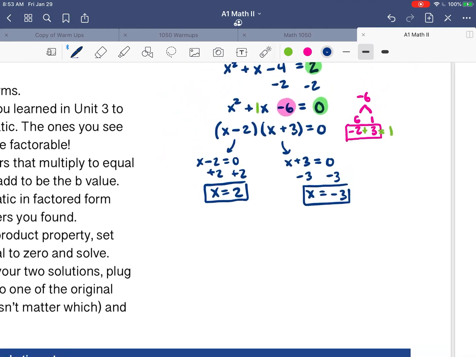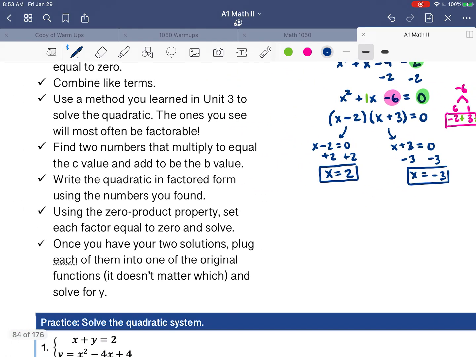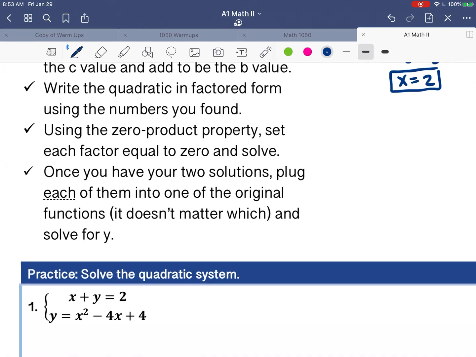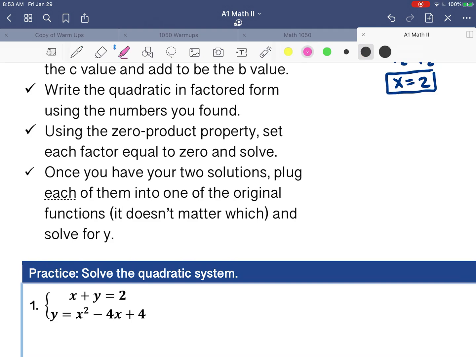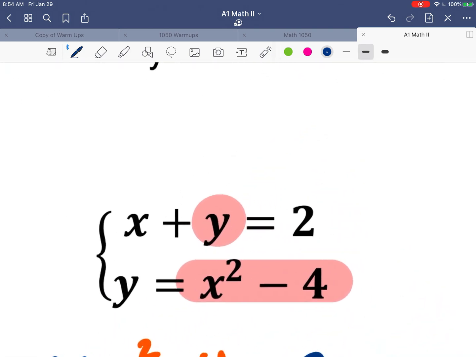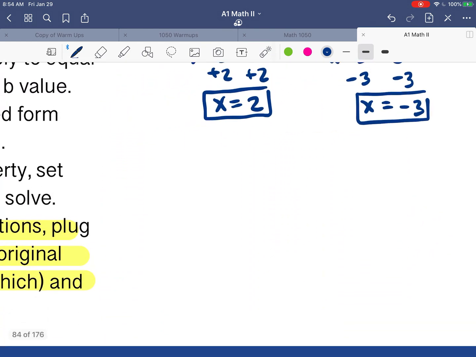So what we're going to do to find y values, and this says it over here, it says once you have your two solutions, plug each of them into one of the original functions, it doesn't matter which, and solve for y. It really doesn't matter which, so I always pick the easiest one, which in this case is x plus y equals 2. That one seems way easier than the other one.